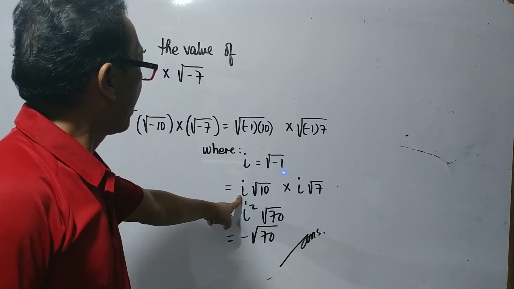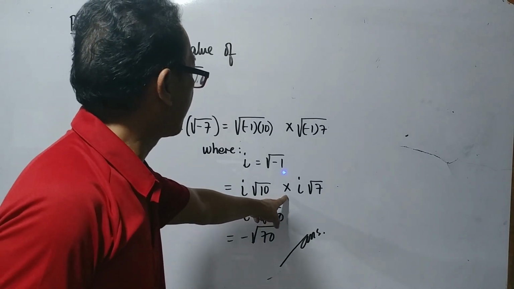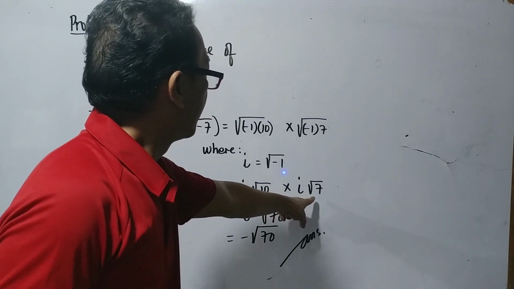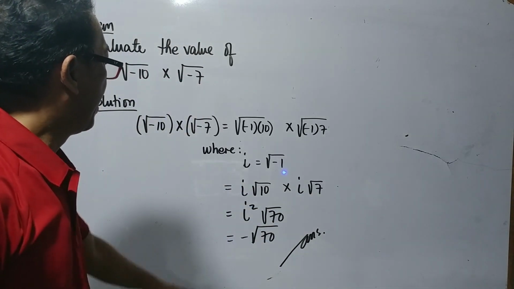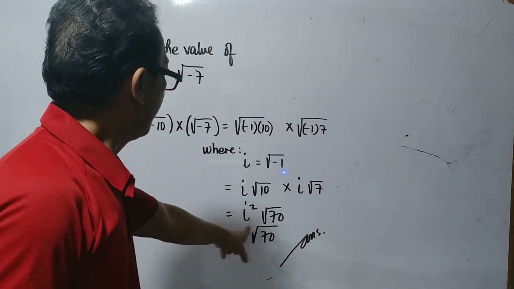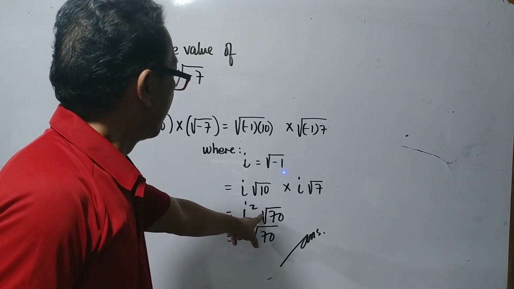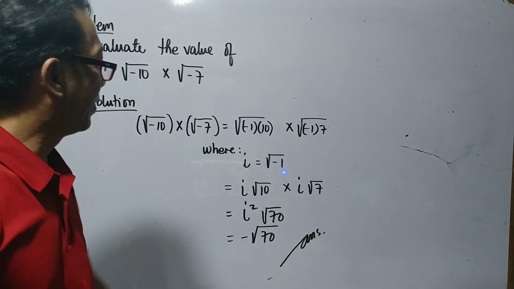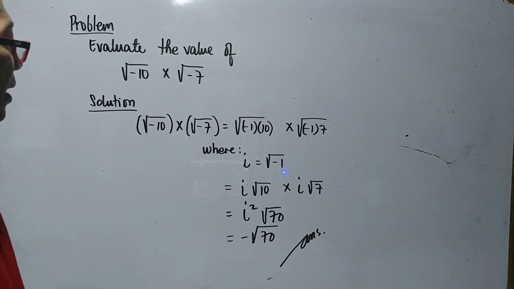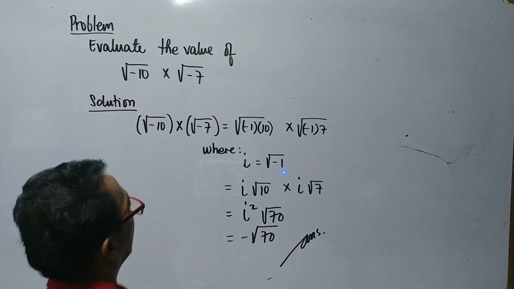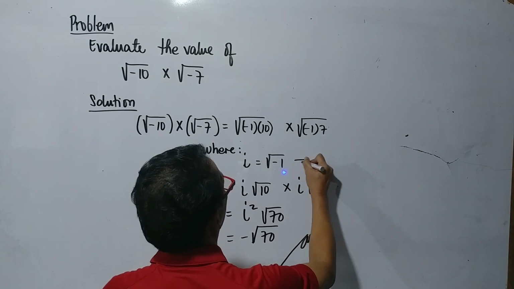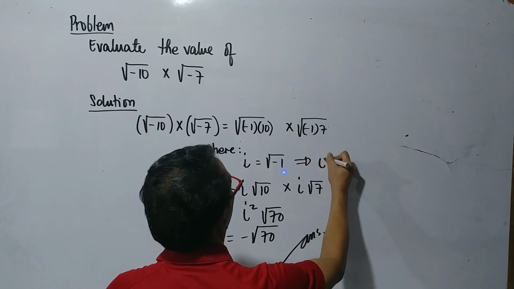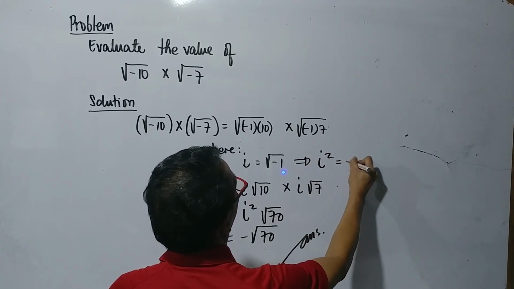So it is i times the square root of 10 times i times the square root of 7. Then we have now i squared times the square root of 70, 10 times 7. Or we have now the negative square root of 70, because here, i squared is negative 1.